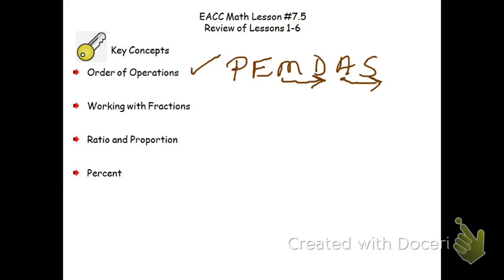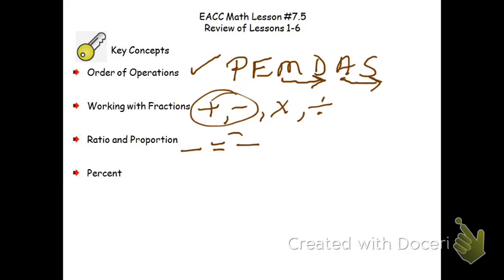Working with your fractions, just be able to do the basic operations: adding, subtracting, multiplying, and dividing. Remember, with adding and subtracting, you need to have a common denominator. And remember to always simplify your answers. Ratio and proportion. Here, remember, use your ratios to set up a proportion. Use the cross product property to solve for unknown values.